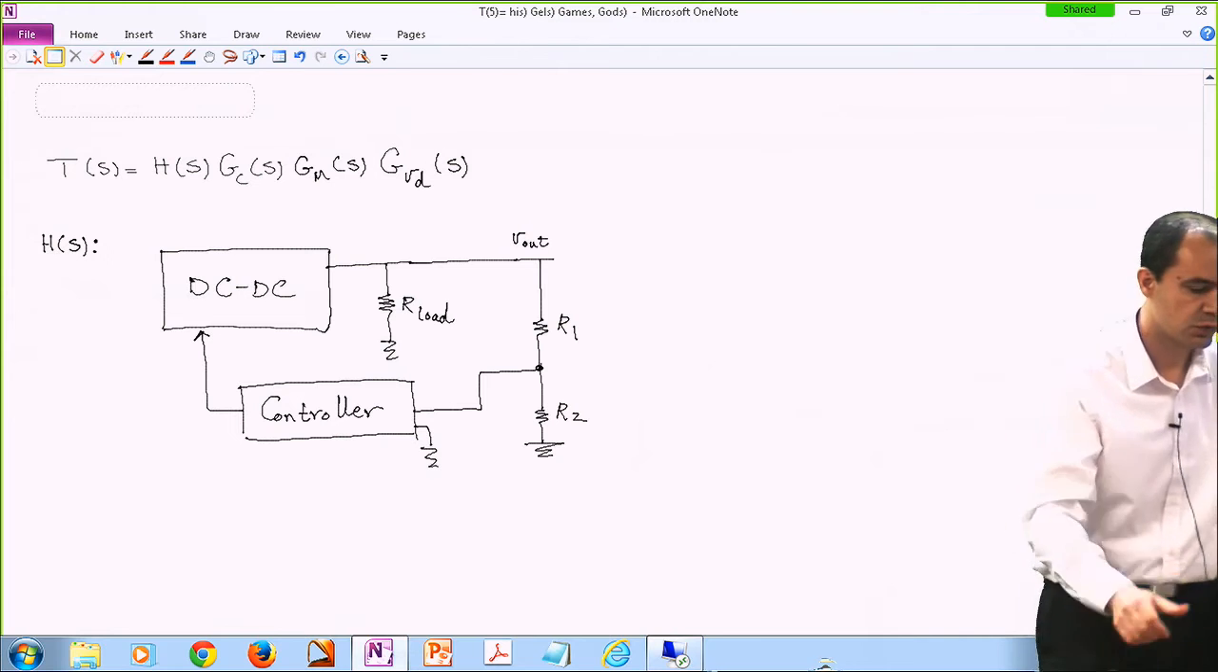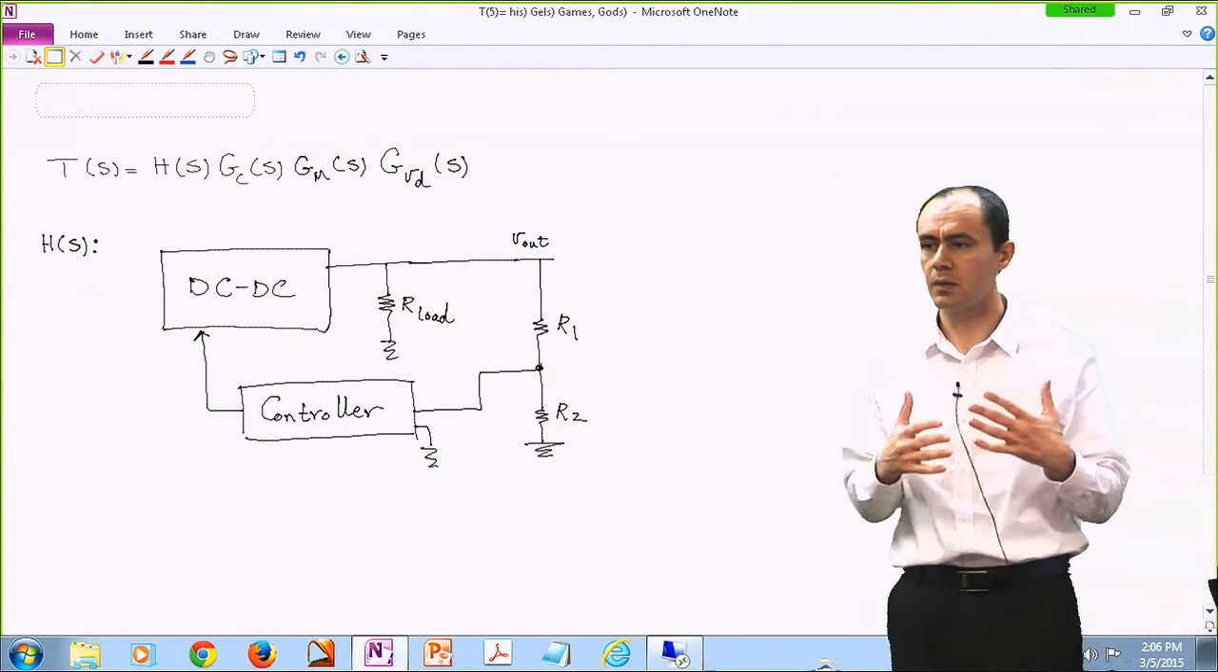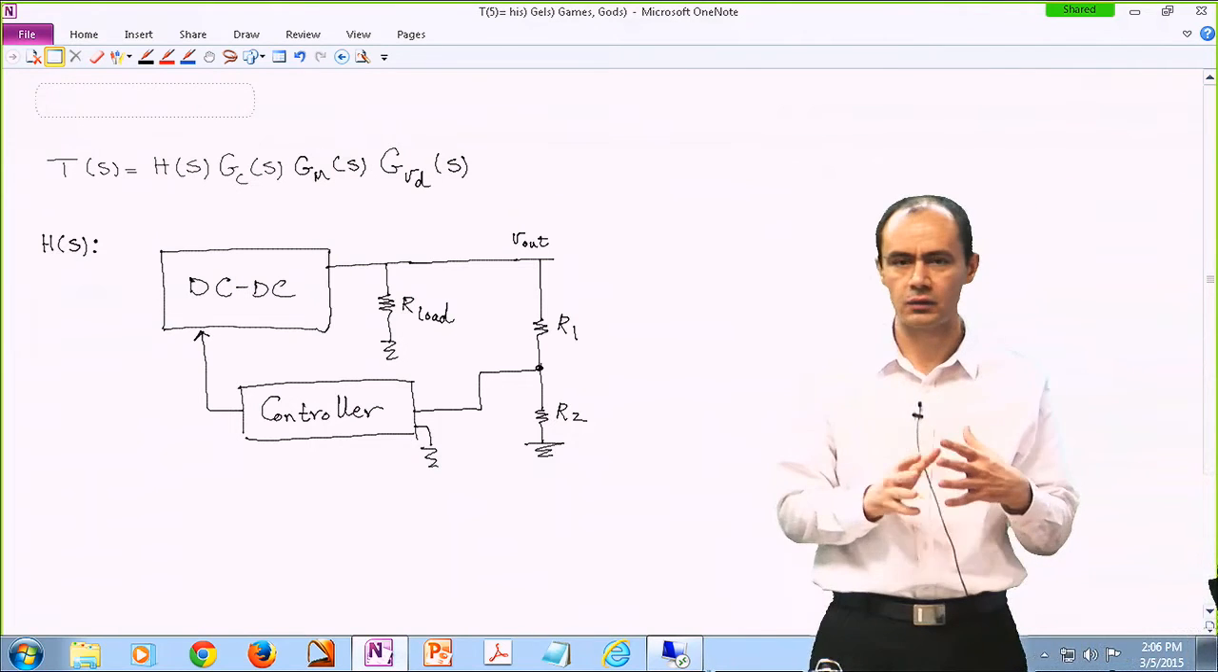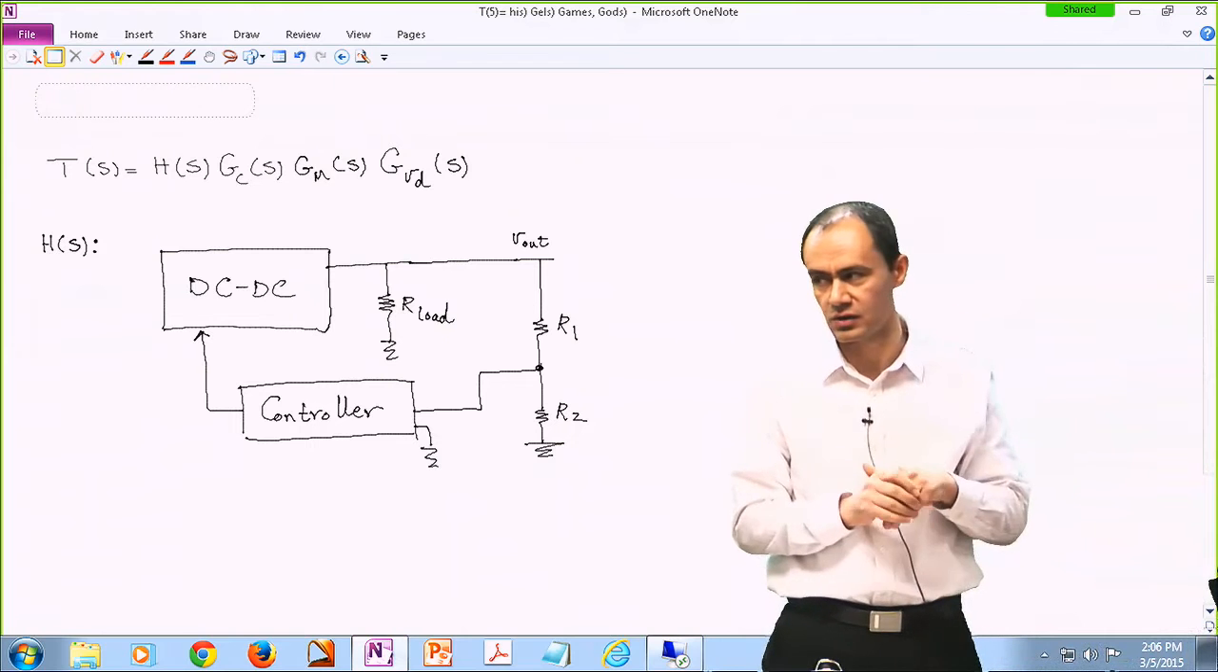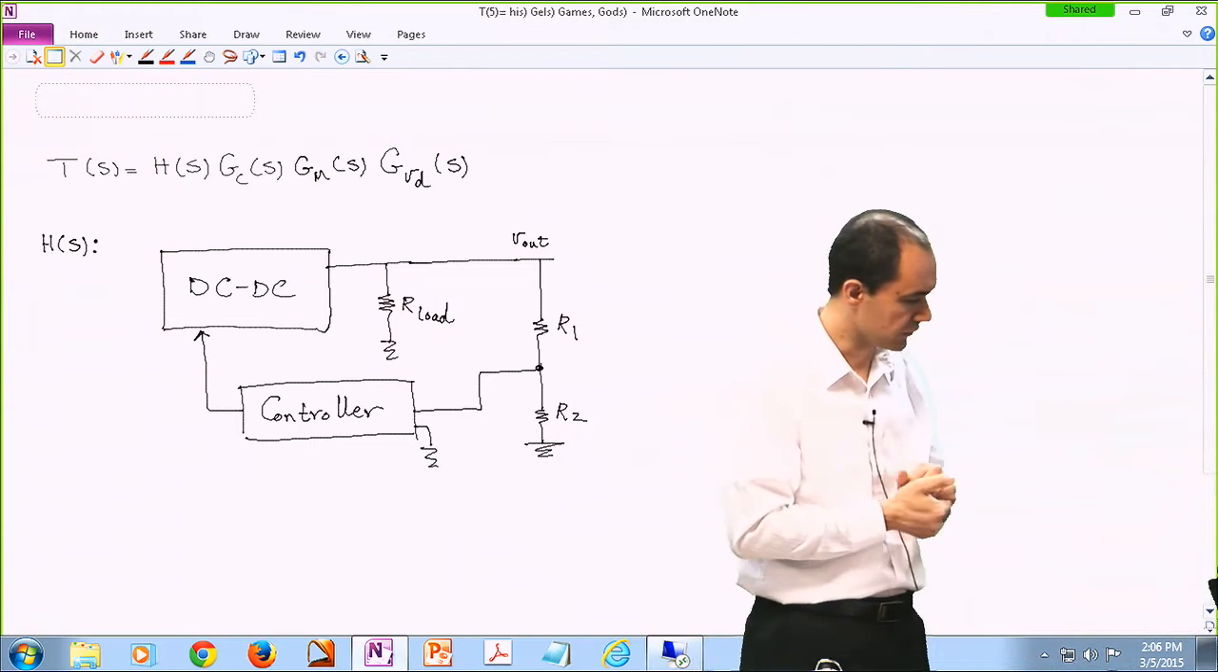Okay, it's important to make sure that if you are having a common ground, your load ground and your controller have the same ground. Just make sure these grounds are not messed up. Some of them are not floated.